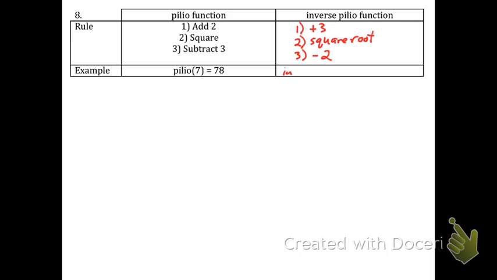Now I'm going to do the inverse Pilio function to the number 78. I'll start out by adding 3, which gets me 81, and then I'll take the square root of 81, which is 9, and then I'll subtract 2, which equals 7.